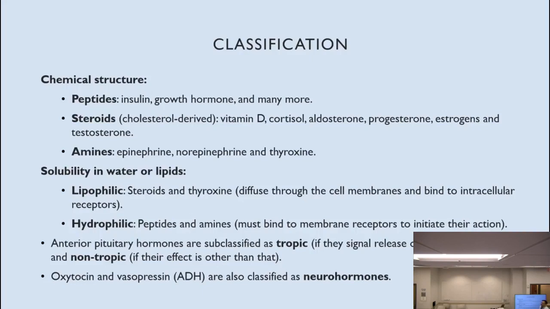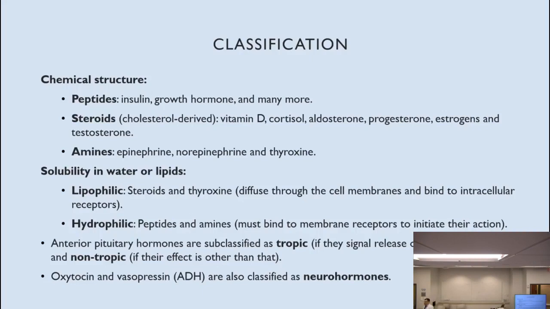Hydrophilic: we have the peptides and amines except thyroxine. They must bind to the cell membrane receptors. They have to knock at the door. They are not welcome freely. They knock at the door, and someone is going to come out. What do you need? I need you to start making this hormone. Okay, I will tell the nucleus. That's the action of the second messenger. Now there we have the classification into tropic and non-tropic.